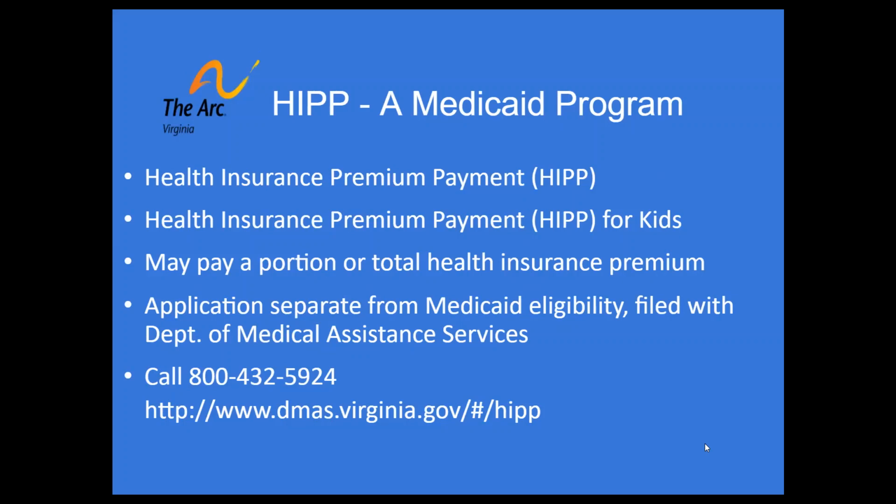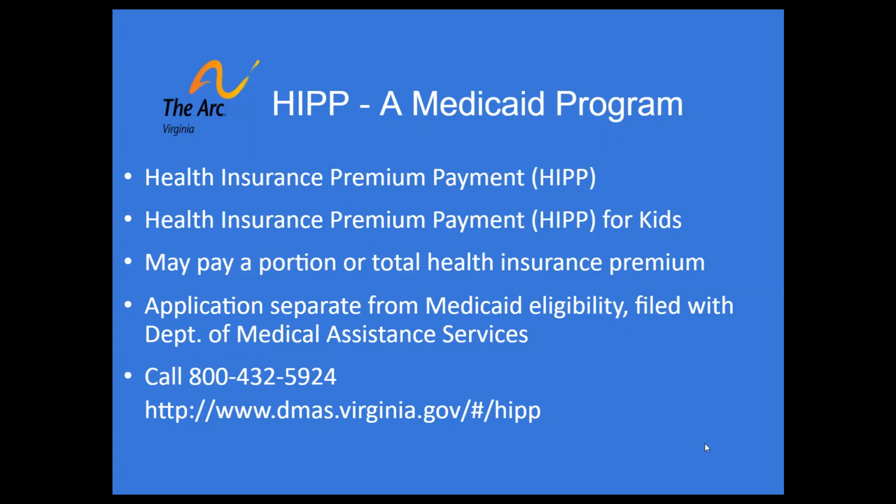HIP, or the Health Insurance Premium Program, is a Medicaid program. It is for Medicaid members who also have employer-based health insurance. The employee may be eligible for the Health Insurance Premium Program. HIP may pay a portion or the total insurance premium for qualifying plans by reimbursing the employee. An application separate from the Medicaid application is submitted to the Department of Medical Assistance Services. For more information, go to the link provided or call the 800 number 432-5924.